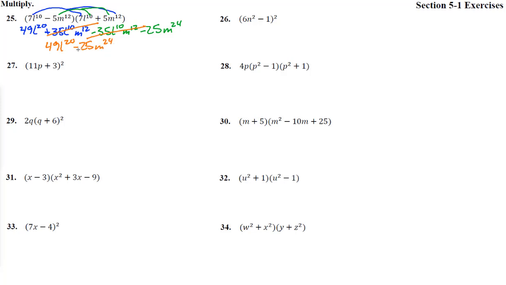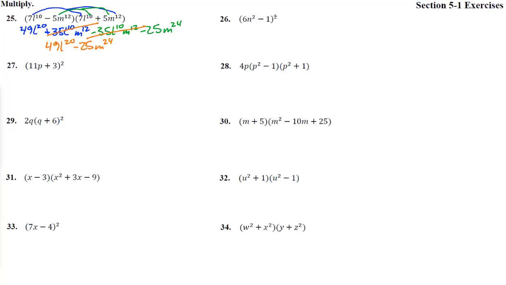The other thing that we should notice in this pattern is that these are perfect squares. That's 5 times 5 and that's 7 times 7. If they're the same, then these numbers will end up being perfect squares. Cool. Number 26. 6n squared minus 1 squared.